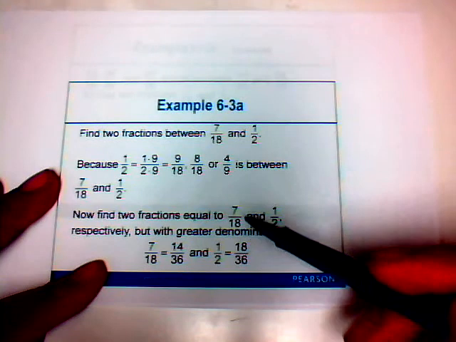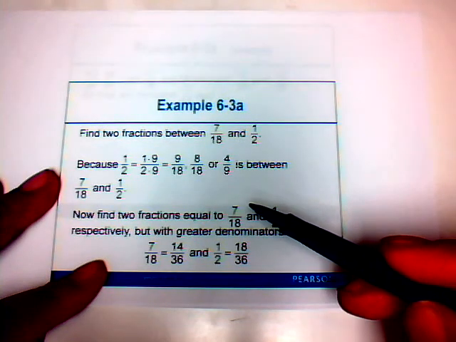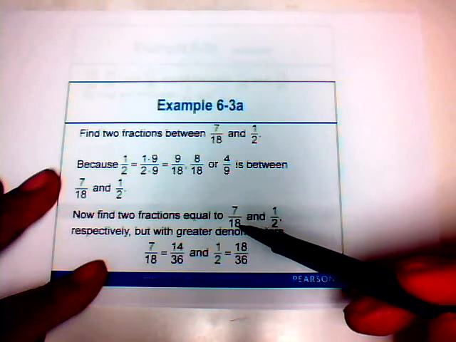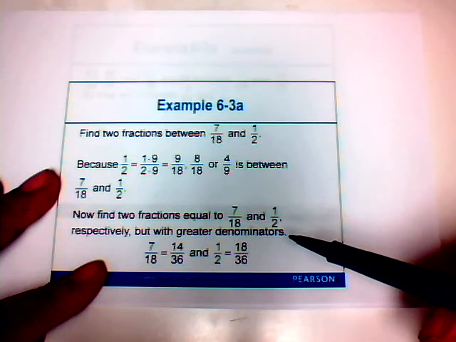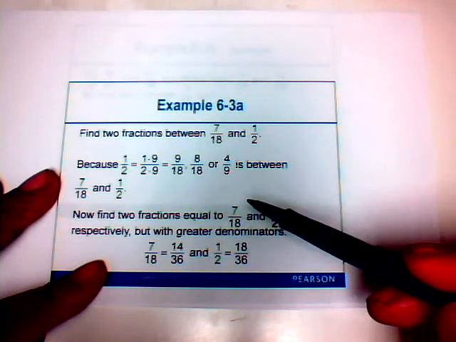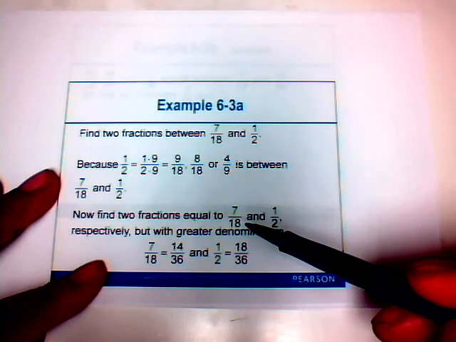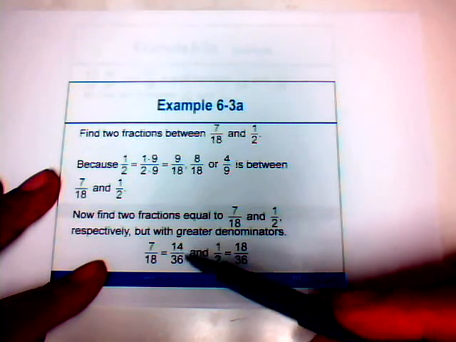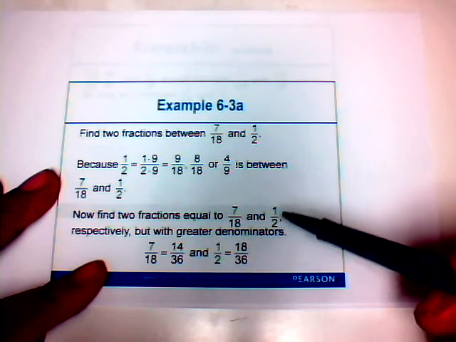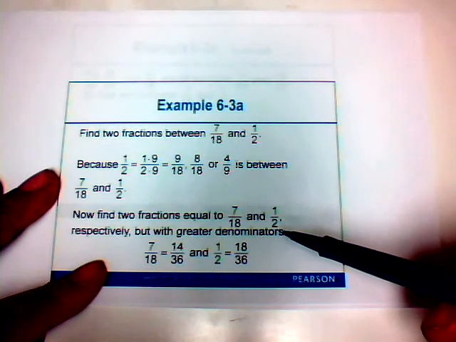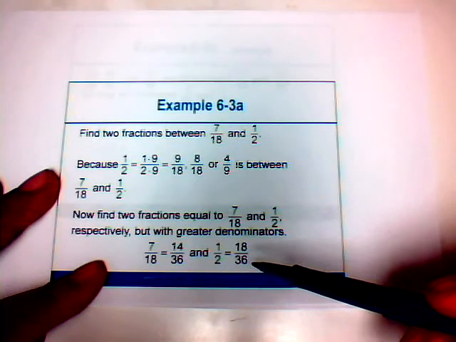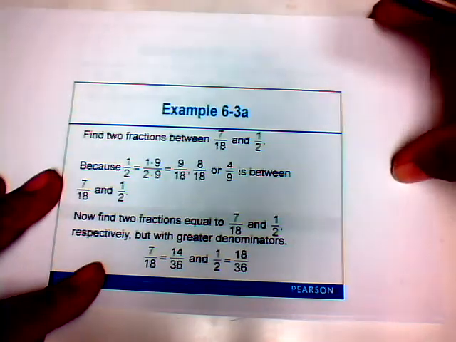Now you want to find two fractions that are equal to 7/18 and 1/2, but with greater denominators. Let's multiply the numerator and the denominator in 7/18 by 2. That would give you 14/36. And if I want a denominator of 36 for 1/2, multiply the numerator and the denominator by 18, so you'll have 18/36.